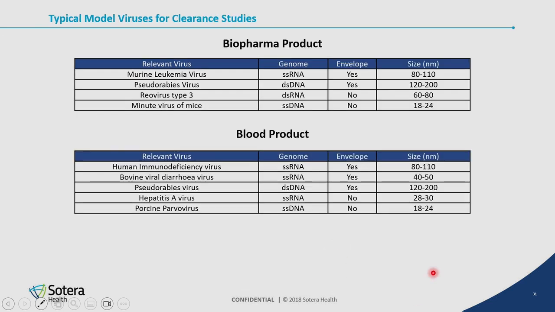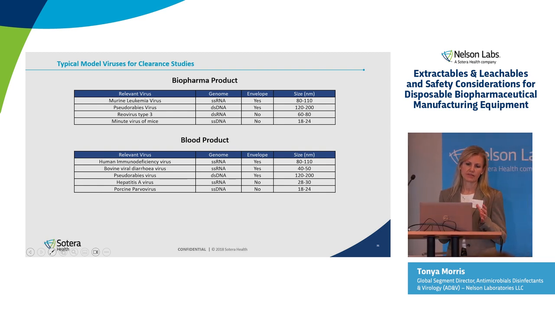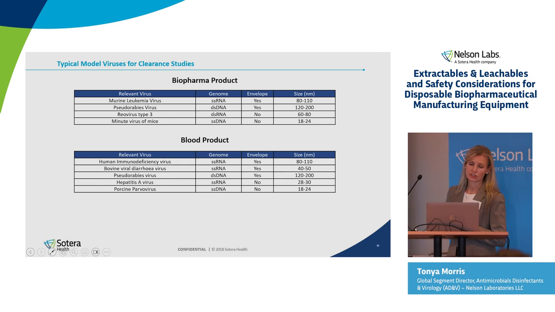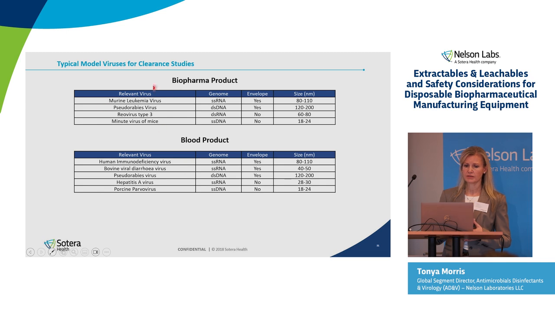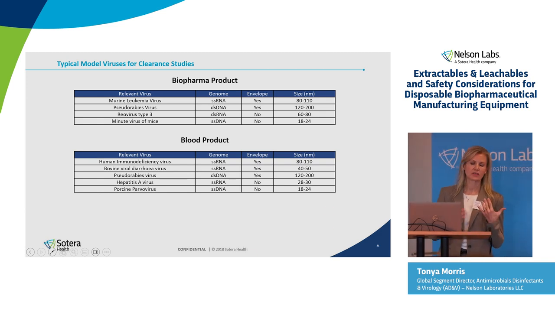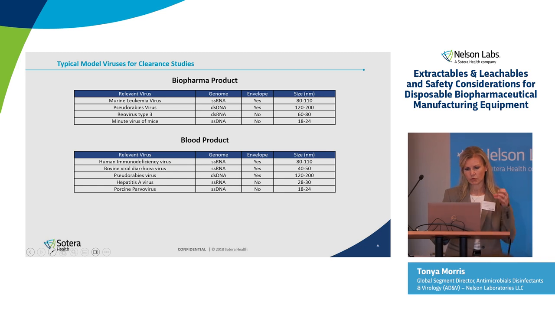And then this is just a general list. This is a typical list of viruses or virus spikes that we might see in our laboratory. So for biopharma products, we might see this list here. And then for blood product, we might see something similar to this. And it could be more or less different viruses. It kind of depends on the justification of the product. But this is a common grouping.